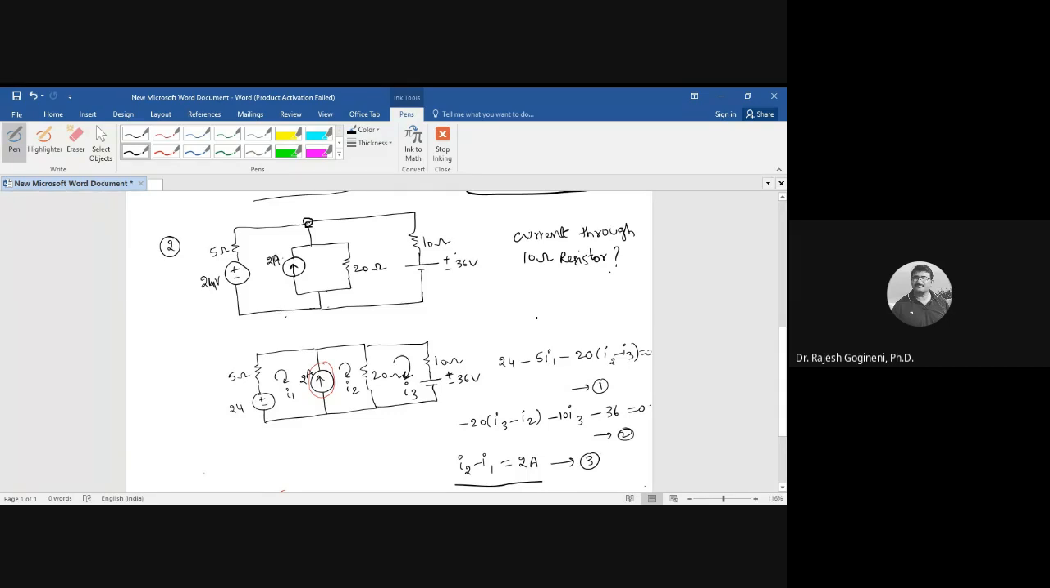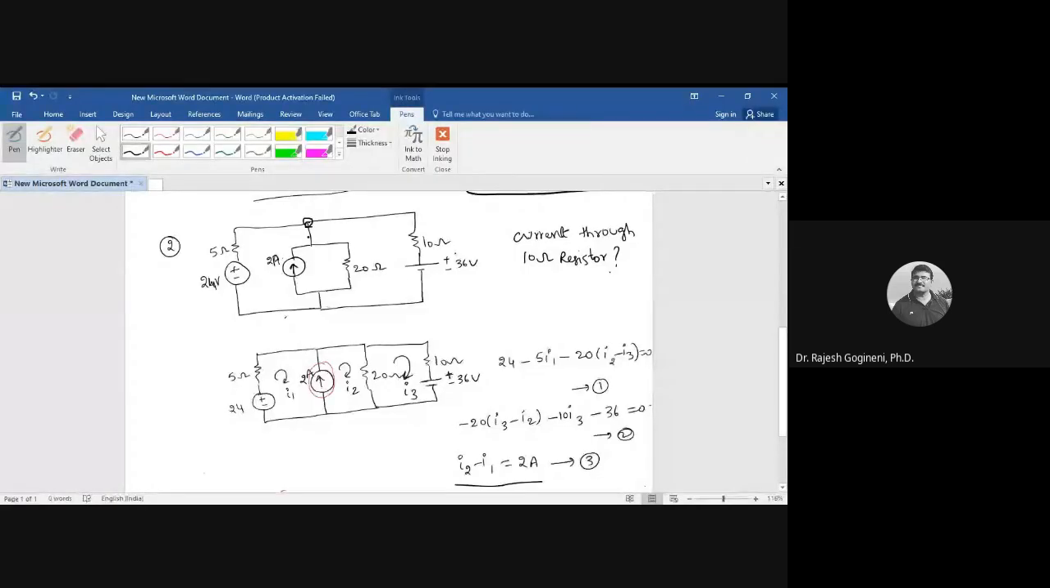Is there any other procedure to solve this problem from the concepts whatever we have discussed? Anyone from the class? So I modified the circuit like this to apply the mesh analysis. Any other procedure is there? Because we have discussed so many concepts so far.